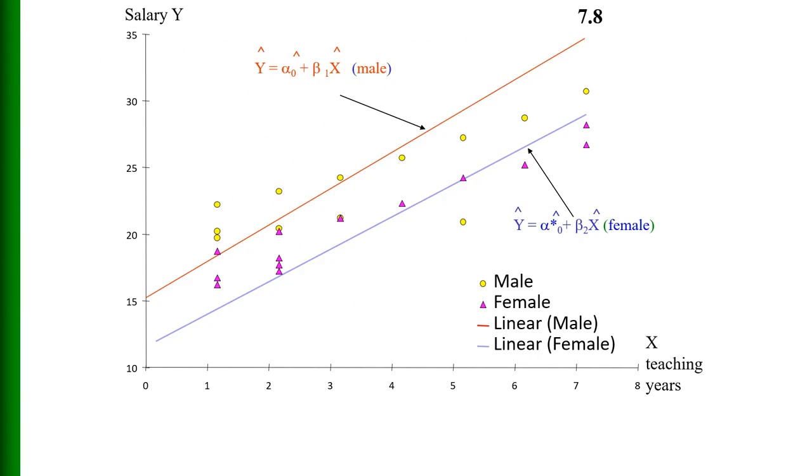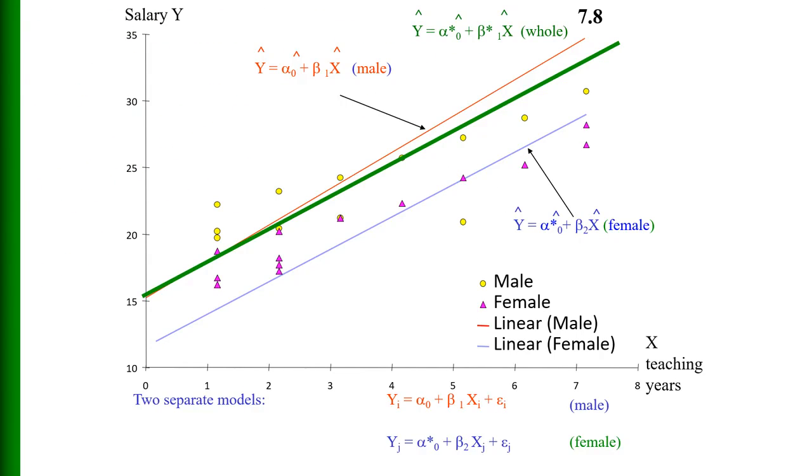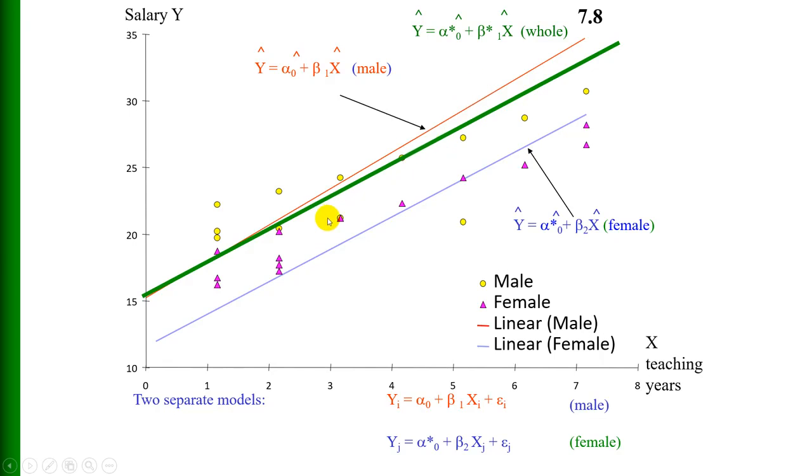If you look at this, there are two regressions here. Again, this red one is for male, which we just discussed a while ago, and this blue one is for female. And if we sum up all the observations, this green line is the whole sample, and y hat is alpha naught star hat plus beta 1 star hat x. So this is the regression line for the overall sample, which includes both male and female.